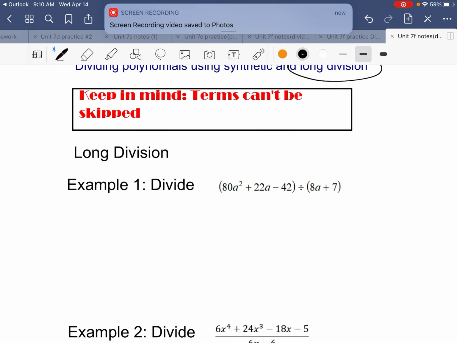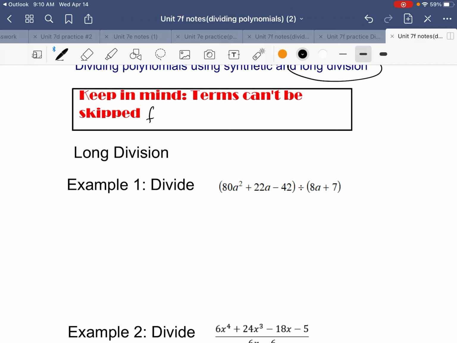What I mean by terms can't be skipped, for example, if I had a problem like x to the third plus 2x plus 4, looking at the exponents, you have 3, then 1, then it would actually be x to the 0. Anything to the 0 power is 1, and 1 times 4 is 4. So looking at the exponents, 3, 1, 0, we're missing 2. So you're missing the exponent 2.